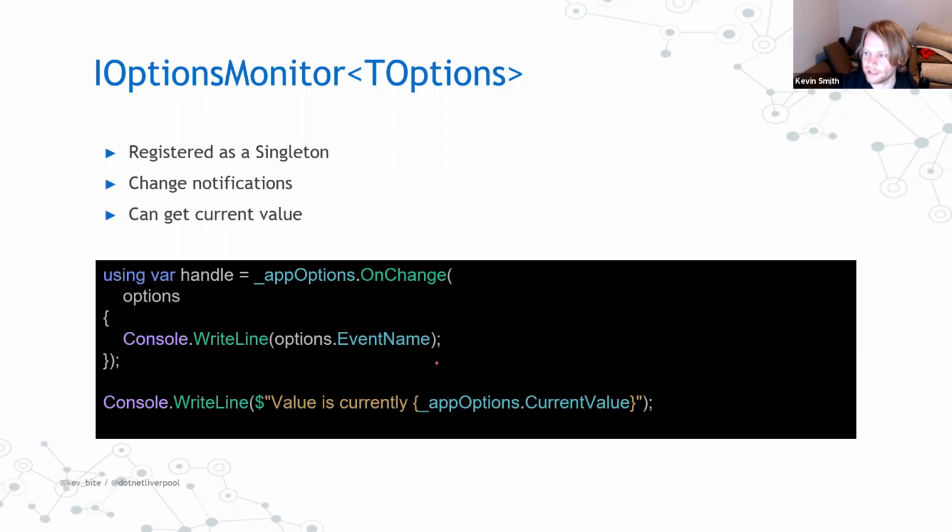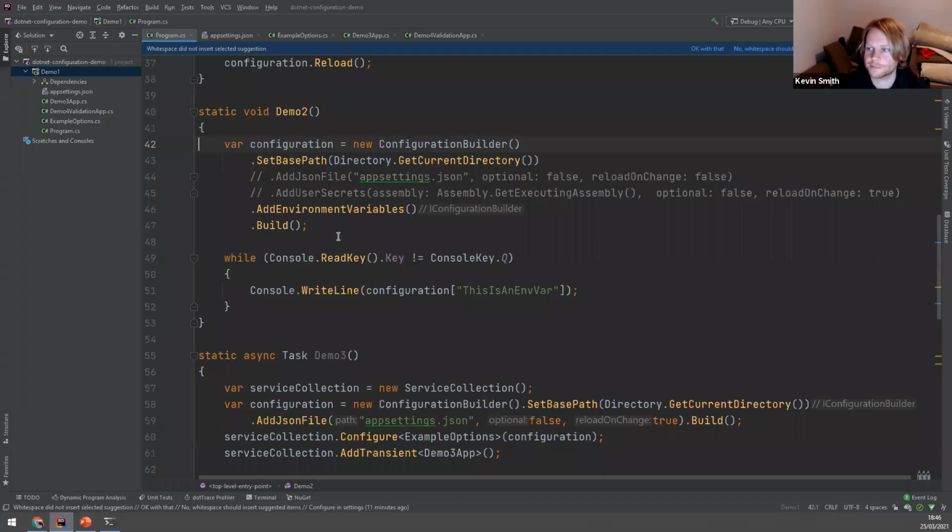It's similar to the other change tracking stuff. We just pass in a callback. This is actually supposed to have an arrow here. Don't worry about it. So this is just a callback that will write the event name, and it can also get the current value out of this one as well. So I'll have a quick demo of that to show it off.